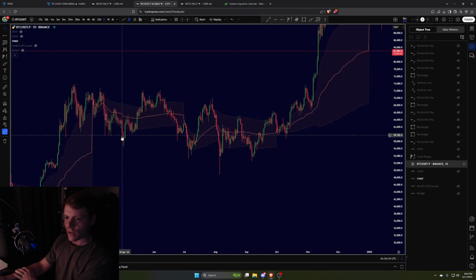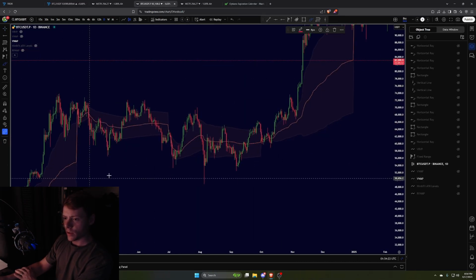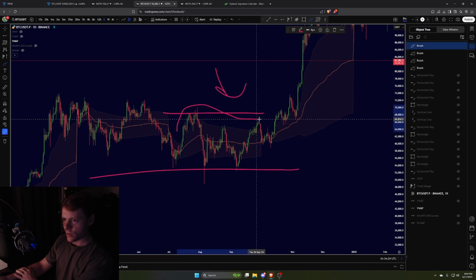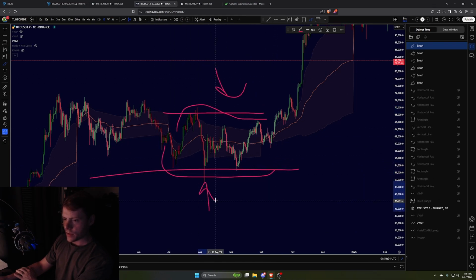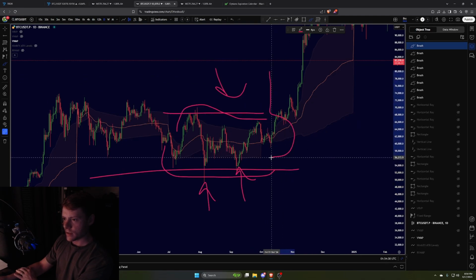So we know we're in a ranging environment, so we're going to be looking to fade the extremes, right? I'm looking at this one right here. And look at what happens. Look what happens when we kind of get into these extremes, right? And guys, think about it. This is the curve here.